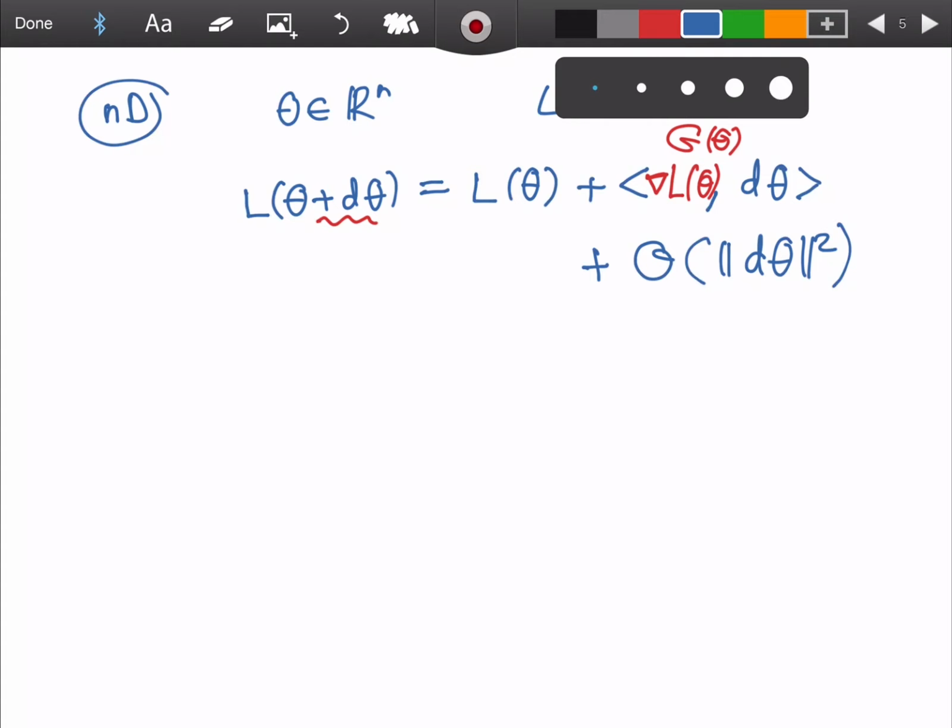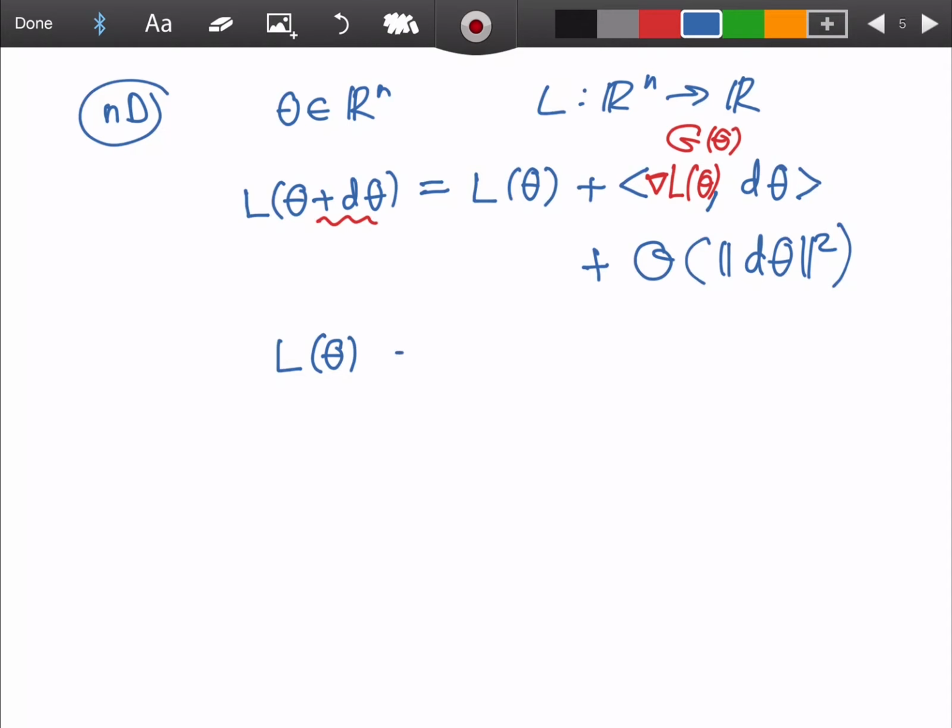So for example, just a trivial example. If I have a linear function, let's say L of theta is equal to W transpose theta. The result is a scalar, obviously. So what would be the gradient of this function? Let's do it by definition.